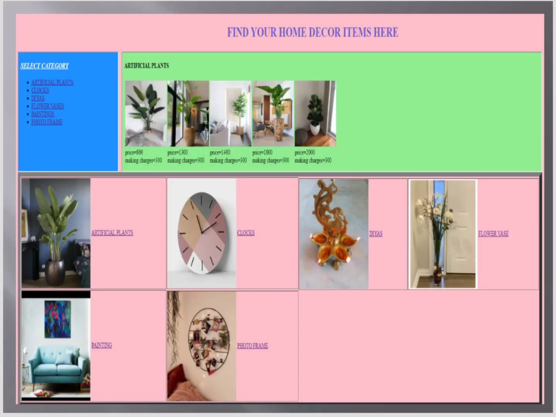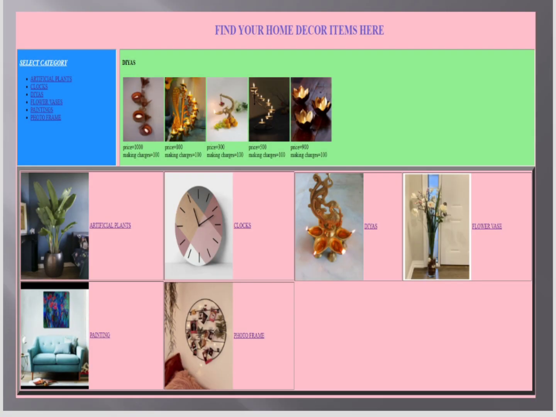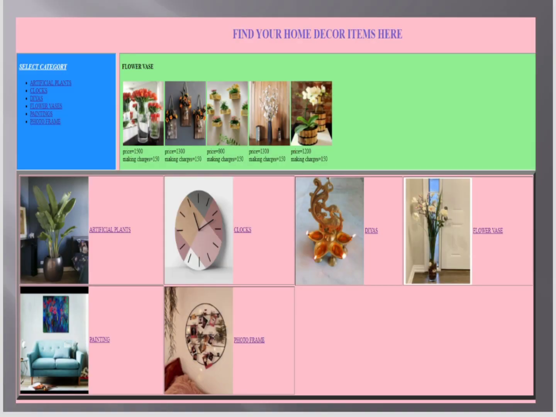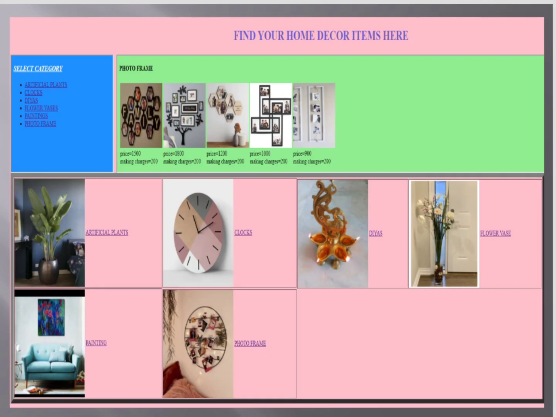When we click on artificial plant, at the right side we can see that it displays the items with images, its price and making charges. Likewise, when we click on clock, then at the right side it will display the list of items with information. When we click on diyas, then at the right side it will display the list of items with information. Similarly, when we click on flower vases or paintings or photo frames, then the information of items and its images will be displayed at the right side.